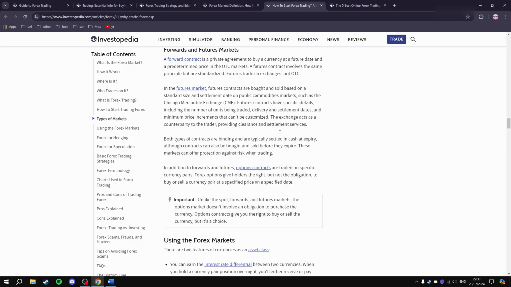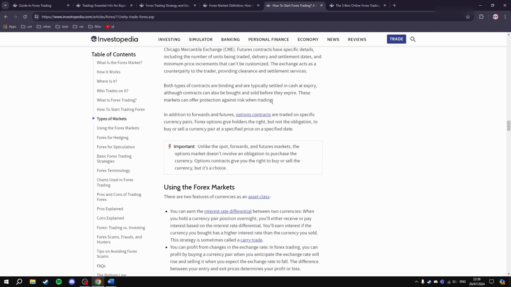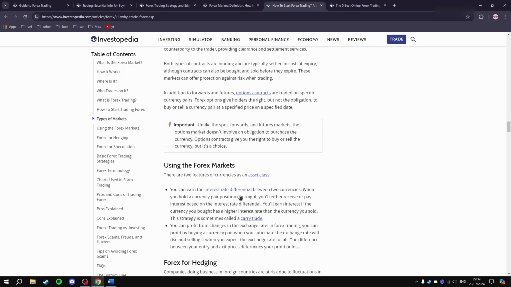So options, we meet again. Important! Unlike the spot, forwards and futures markets, the options market doesn't involve an obligation to purchase the currency. Options contracts give you the right to buy or sell the currency, but it's a choice.